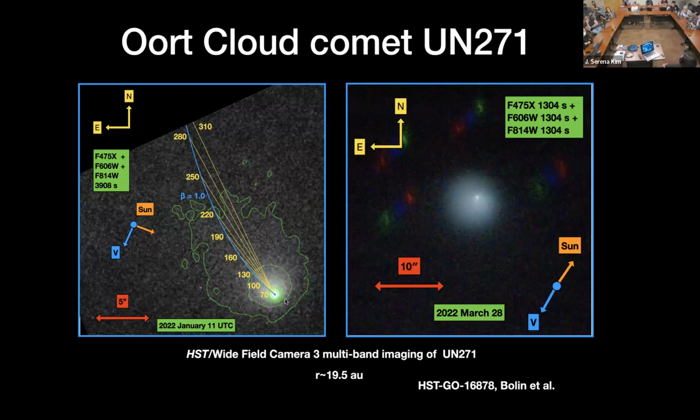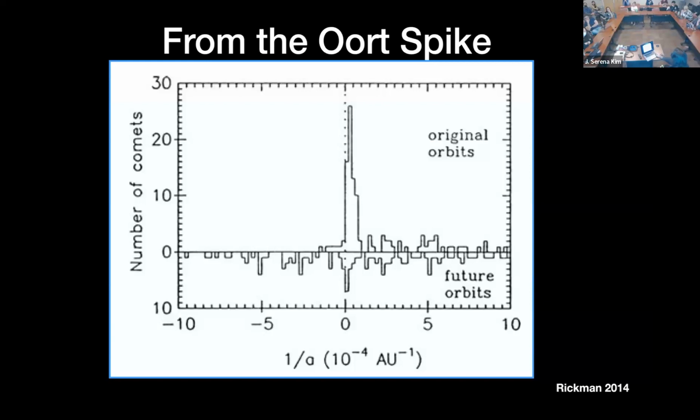Smaller dust particles are pushed away from the Sun more quickly than larger dust particles by the solar radiation pressure. And based on the fact that it has a semimajor axis of many 10,000 AU, we know that it comes from something called the Oort spike.